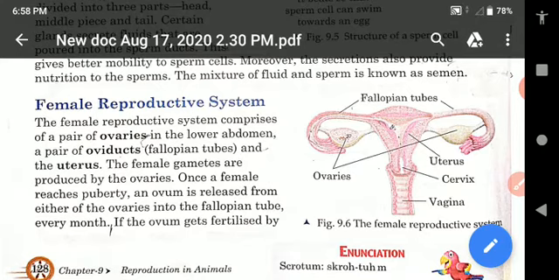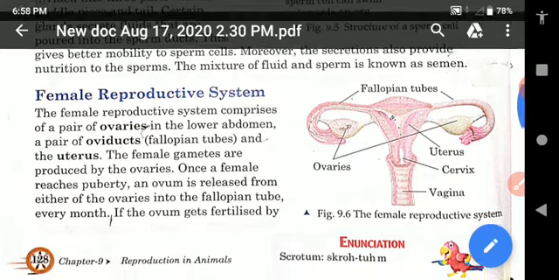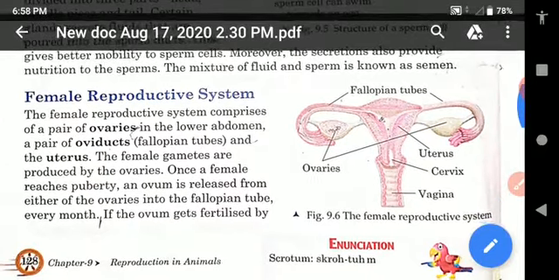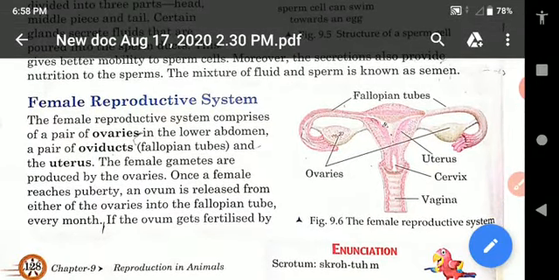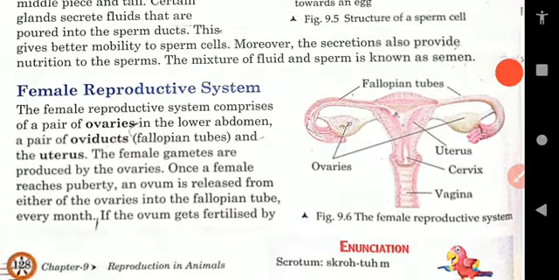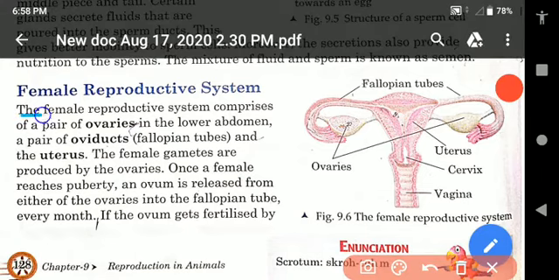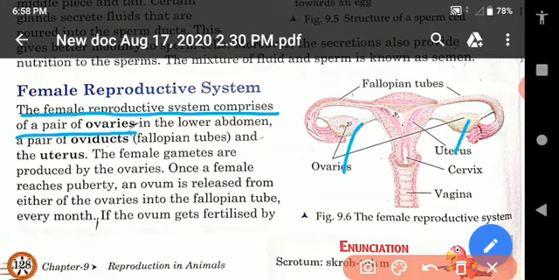Now let's study. Our today's topic is the female reproductive system. Means we are going to study the reproductive system that is found in the human female. So let's start. The female reproductive system comprises a pair of ovaries. Means two ovaries are there. See, one ovary and two ovaries.